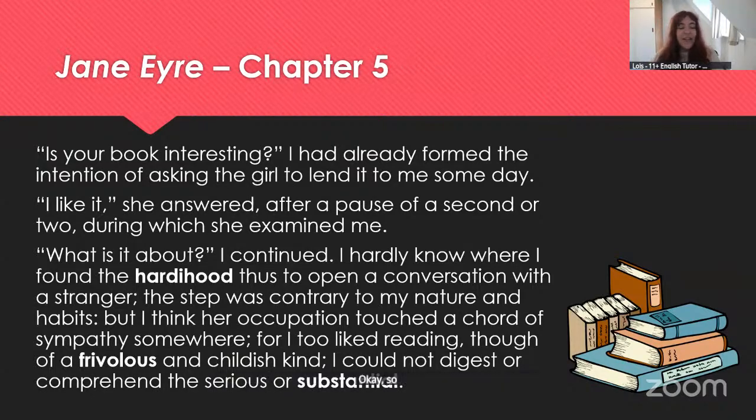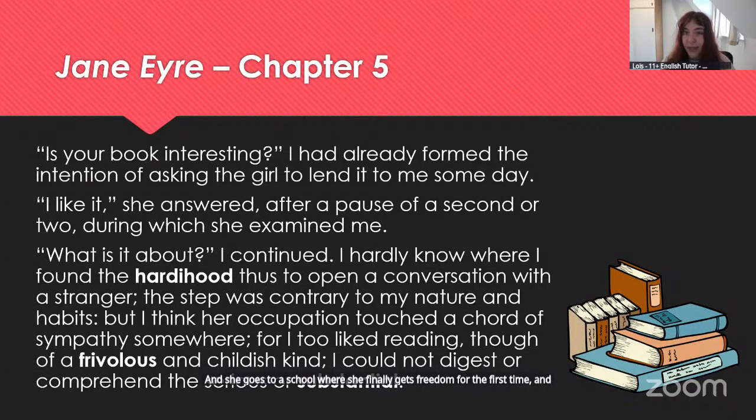The section that we're reading today comes from a point in the book where Jane Eyre, our main protagonist, has no parents, so she has been brought up by her uncle and aunt. She goes to a school where she finally gets freedom for the first time, and she really enjoys learning and being part of the community there. But the school is not an ideal school at the same time. So this part is describing her life at her school.